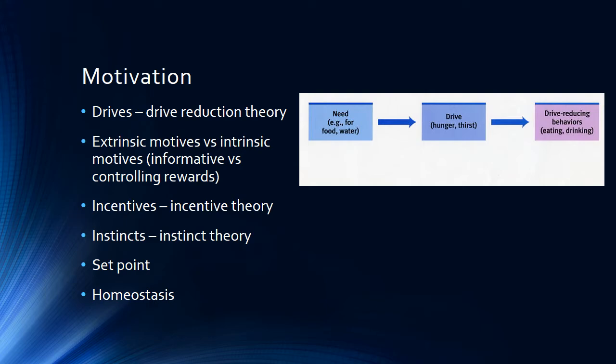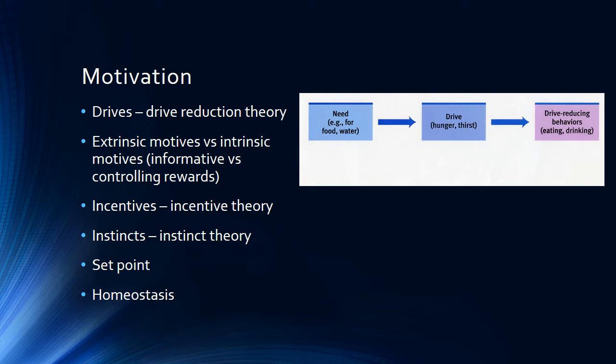First one, drives and drive reduction theory. Now a drive is going to be a biological imbalance. Not enough food, you're hungry. Not enough fluids in your system, you're going to be thirsty. Your body temperature drops, you're going to be cold. We want to reduce any of these things that we find as a biological imbalance.